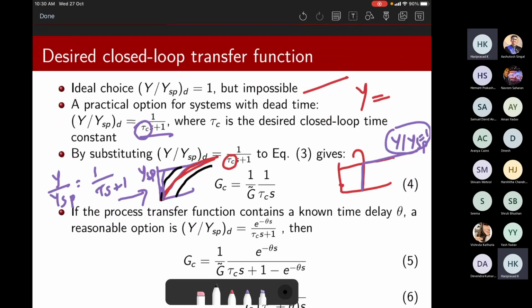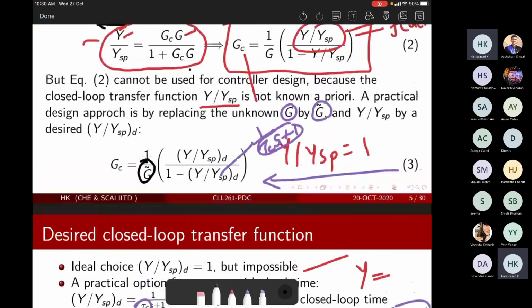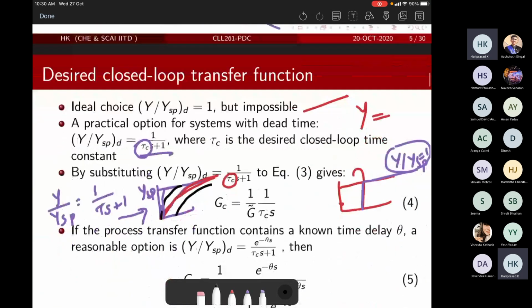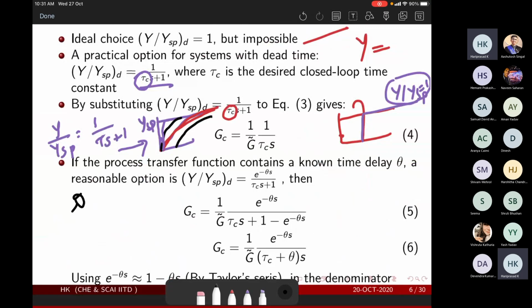Okay, so now another case. Let's say when you fitted your model and calculated your G tilde, you found that there is a time delay term also, because G tilde contains a time delay term. So it is also good for you to take y by ysp as e raised to minus theta s by tau c s plus 1. Why? It is the process time delay. Even if the controller puts in its full effort, it cannot circumvent the inherent delay of the process.